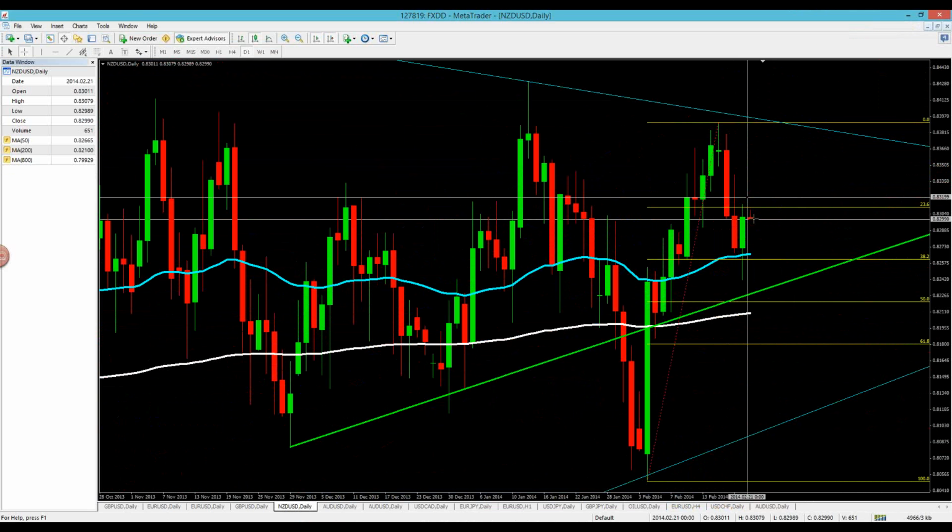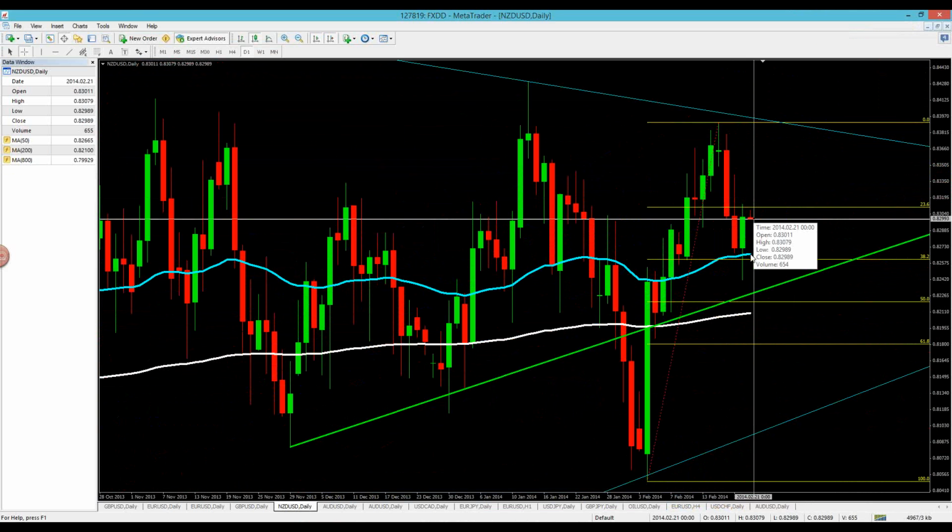That's a little bit stronger. Could have a 30 pip retracement and then a push north. Okay? And so that is the New Zealand dollar, and I think there's an opportunity there.